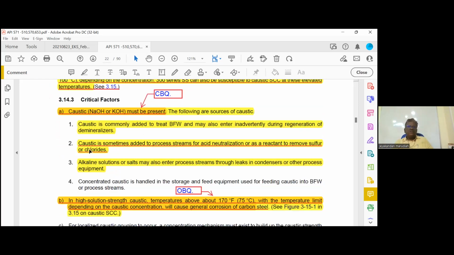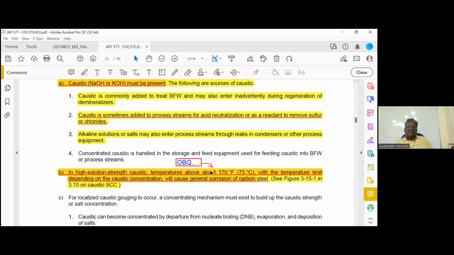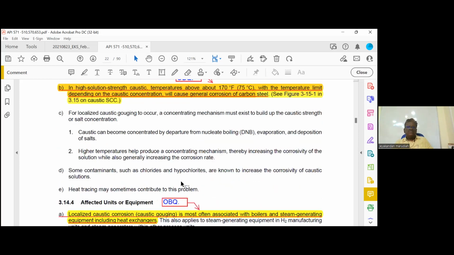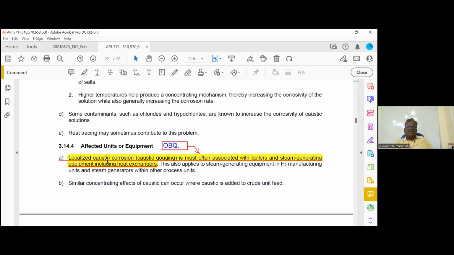Then highlight the two. Caustic is sometimes added to process streams for acid neutralization or as reacted to sulfur. So generally we are using it for neutralization or reaction. We are adding caustic. Then this is another temperature you have to remember. In high solution strength caustic, temperature above 170 degrees, with the temperature limit depending on the caustic, will cause general corrosion. So 170 is an important question. Affected equipment: localized caustic corrosion, caustic gouging, is most often associated with boilers and steam generating equipment, including heat exchangers.